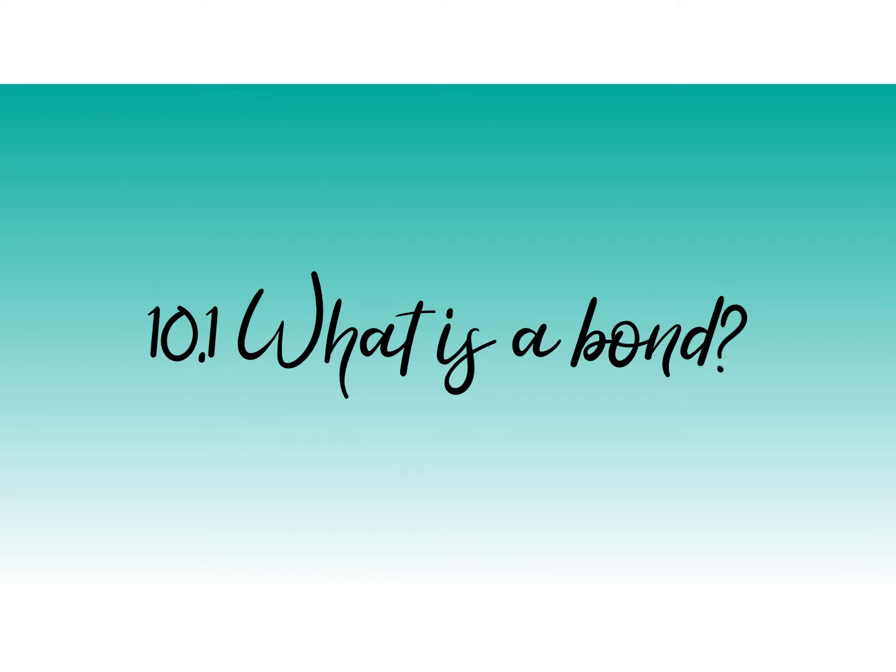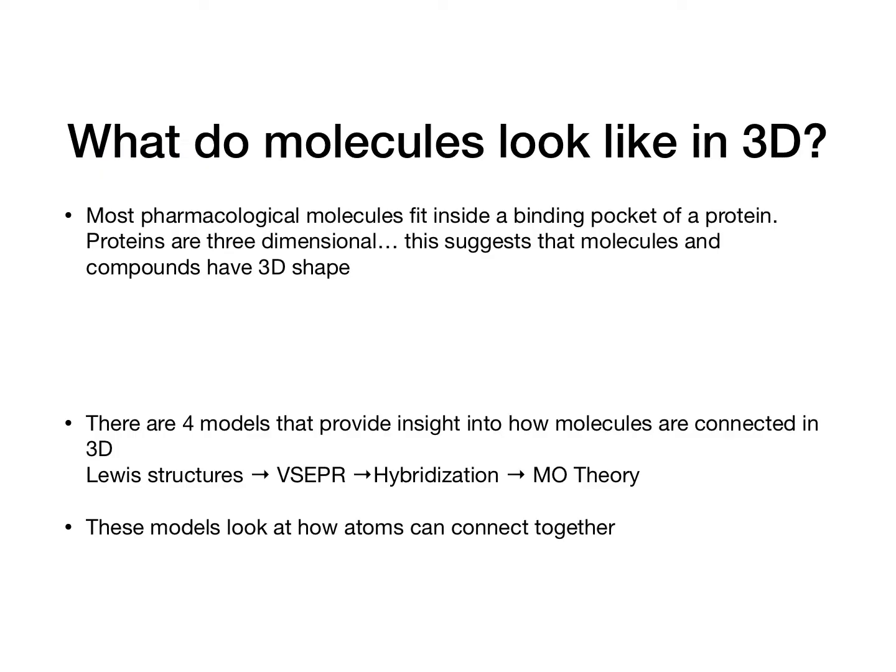In this video, what is a bond? We're going to start thinking about how a molecule shows up in 3D space. So we know that molecules have 3D shape. When we think about pharmacological molecules such as an antidepressant or a histamine blocker, many of these small molecules, meaning a compound, fit into a protein pocket.